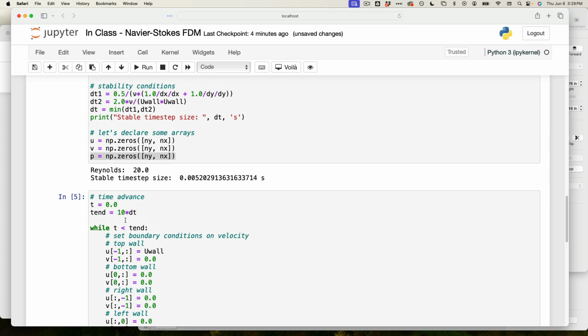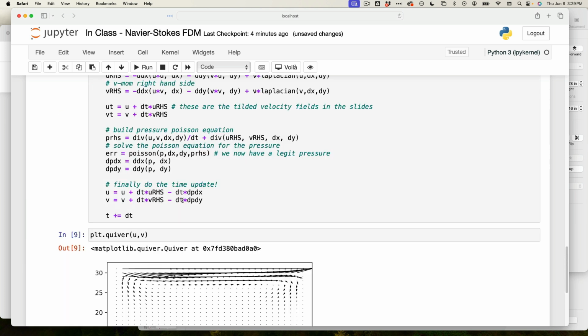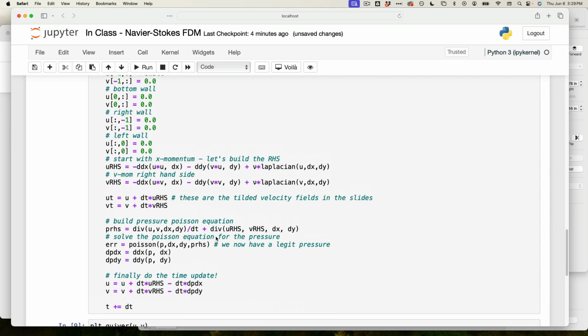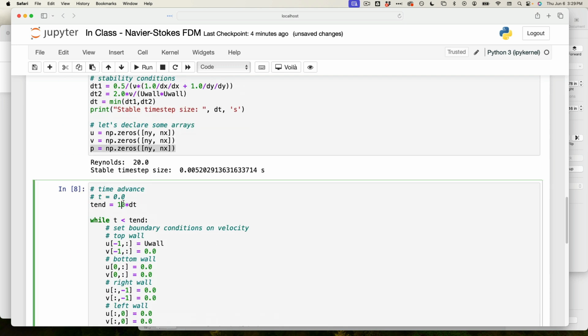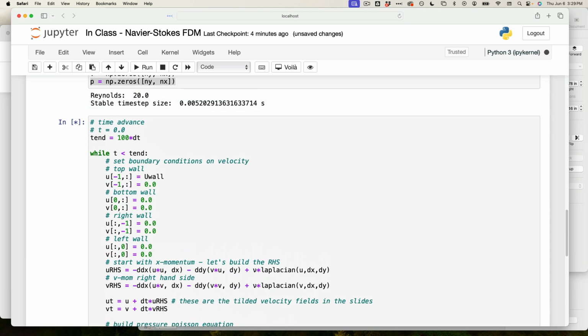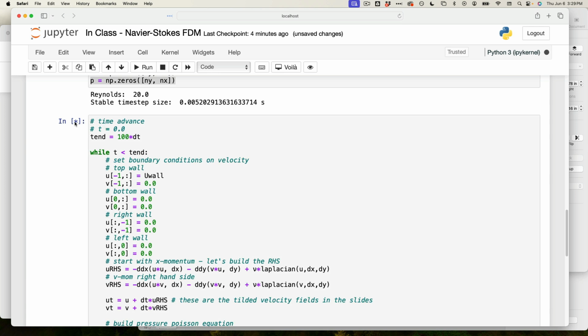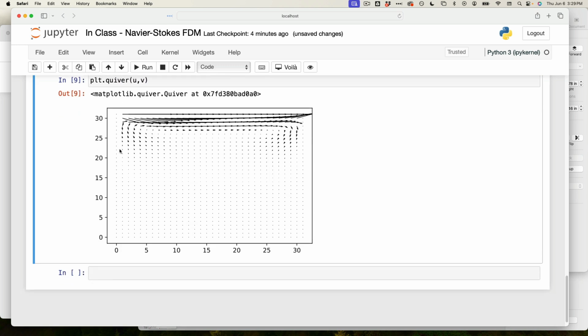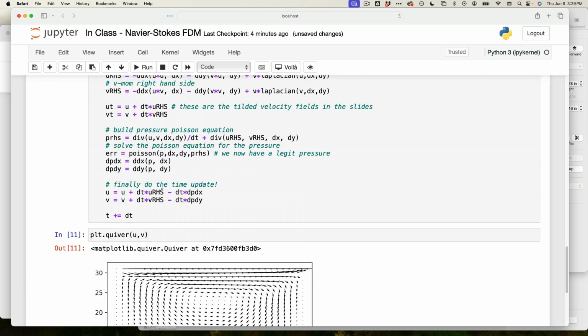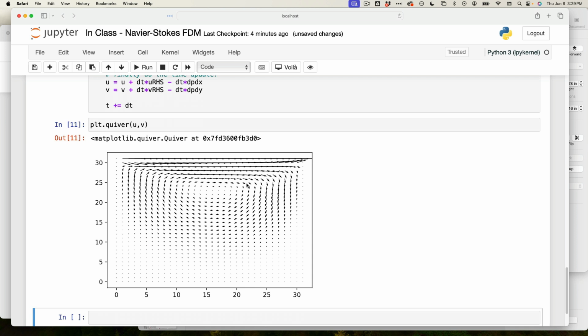Let's run a few more iterations here. So I'm going to comment this out, keep running this. As I keep running it, it's going to start creating, so let's do 100 time steps. Remember, it's going to keep updating from the most recent values. So we should see that recirculation grow larger and larger, guys. Look at that, right? We're actually doing CFD. This is your first CFD code.